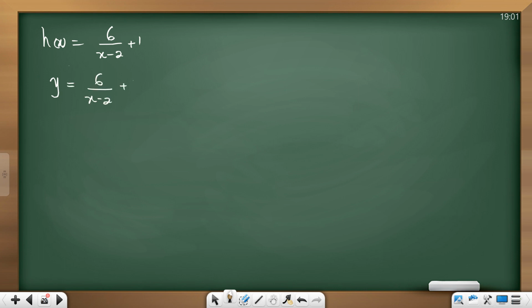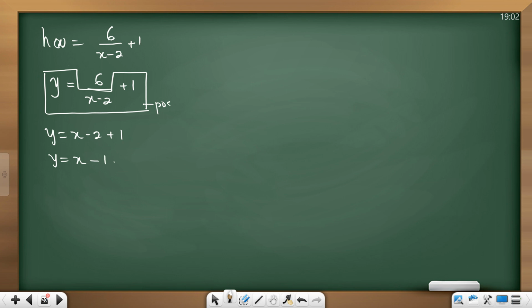How do we write the axis of symmetry? There we go. This one is y equals x minus 2 plus 1. Y equals x minus 1. But this one is a positive what? Gradient. Make sense? I'm getting a positive answer here.